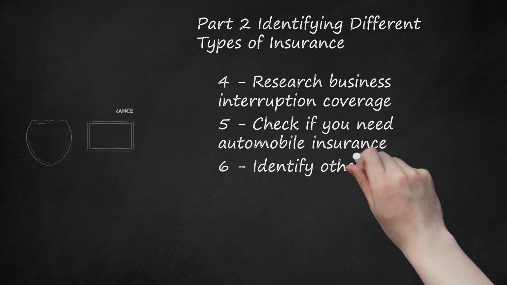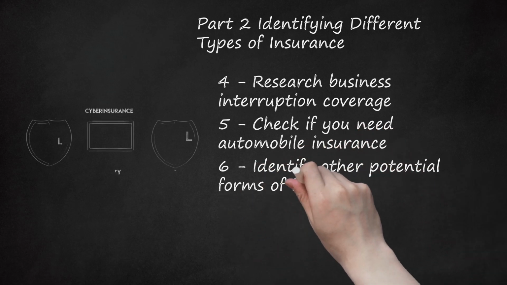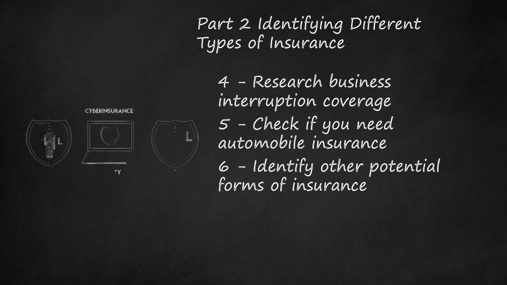6. Identify other potential forms of insurance. There are many different forms of insurance that may not be included in a general liability policy but which your business might need. Consider the following. Professional liability insurance. In many states, professionals are required to purchase professional liability insurance in order to practice. However, it is an option in other states.